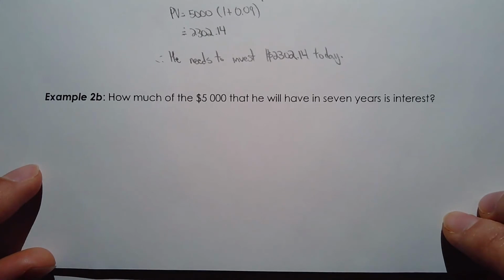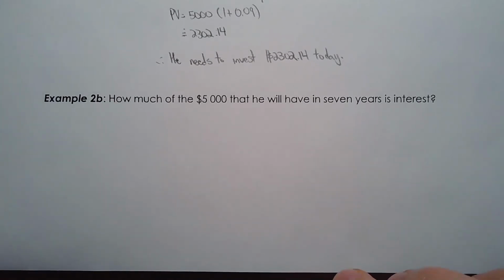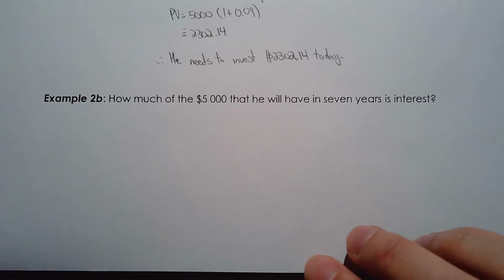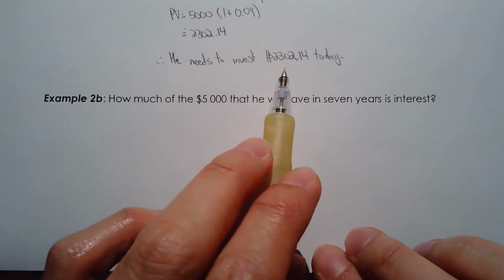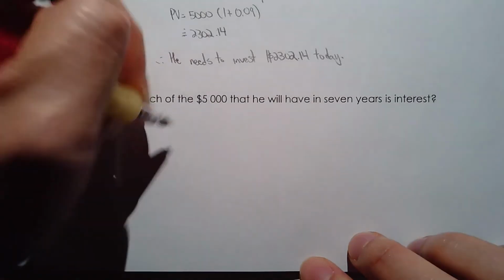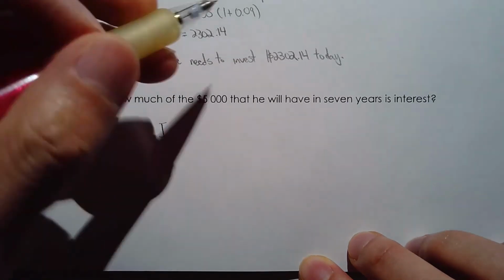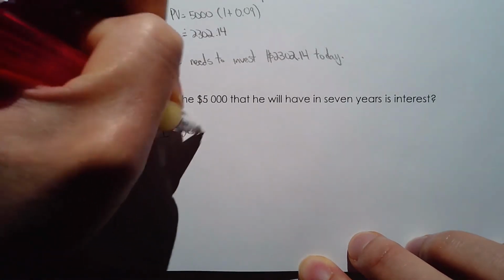All right, now let's have a look here. How much of the 5,000 is interest? Okay, he's going to have $5,000 in the future. 7 years in the future, he's going to have $5,000. But he only put in 2,300. About 2,300 was his money. So what's not his money? His money earned through interest.